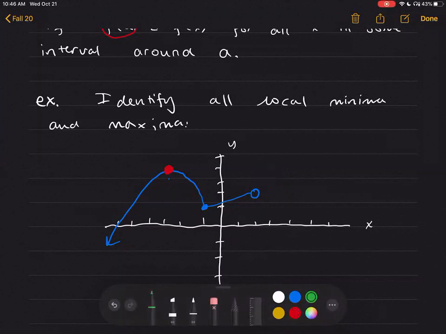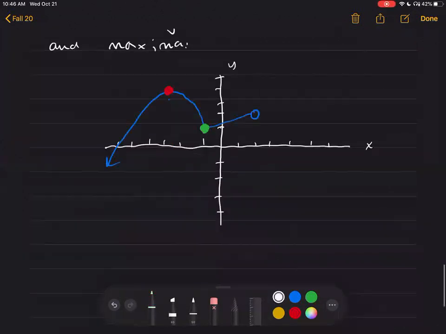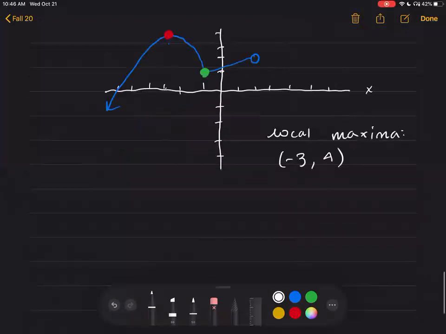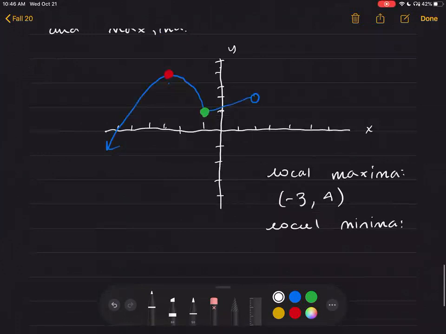And then if we look at our local minima, our little low points, we see that we do have one right here. So local maxima is going to be this red point, which is 1, 2, -3, and then 1, 2, 3, 4 up. And then our local minima is going to be -1 and then 1 up.